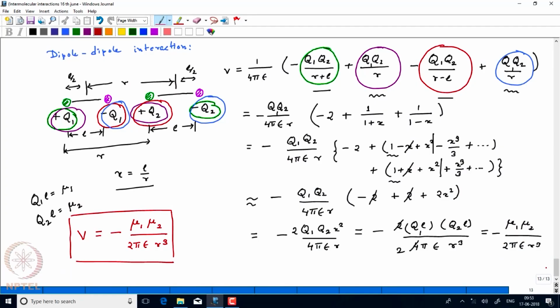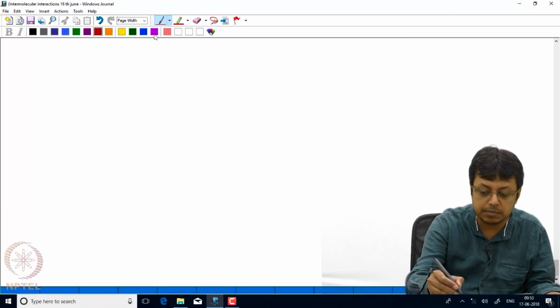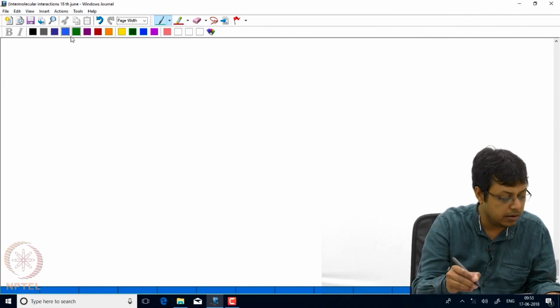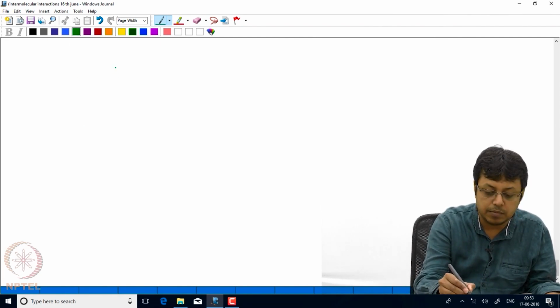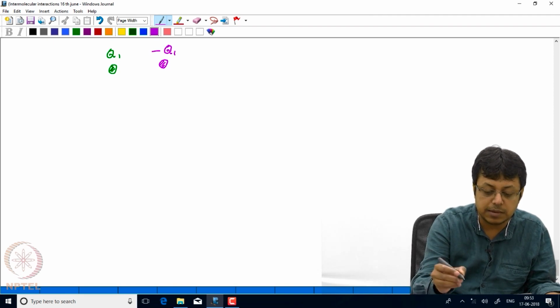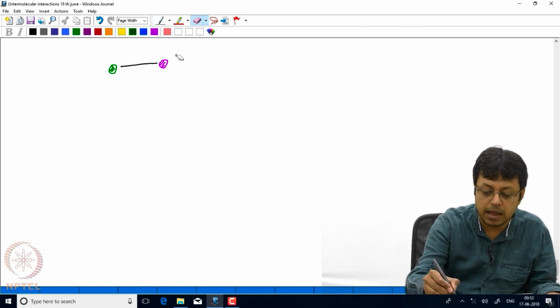Now the next section, let us consider if the dipoles are still parallel, but they have an angle between them. By that what we mean is something like this. As before, we have a positive end of one dipole, let us say this is Q1, and then we have a negative end on the other dipole, which is minus Q1, and then we can actually write it in black as before.